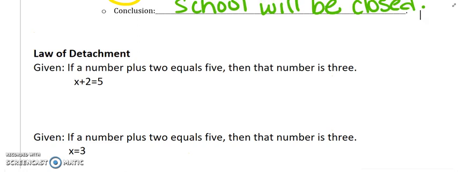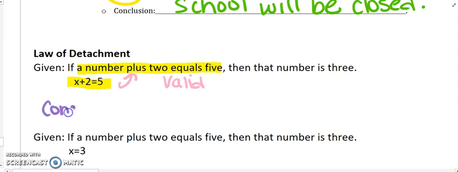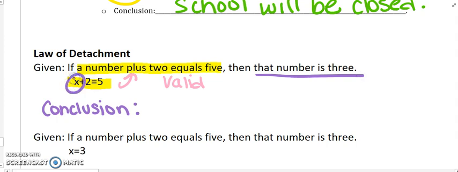If a number plus 2 equals 5, then that number is 3. X plus 2 equals 5. Does this match the hypothesis? A number plus 2 equals 5, yes, it specifically says x plus 2, but yes, that matches. So this is valid. And your conclusion would be, well, then that number is 3. Except I don't want to say that because I have more specific. I know what that number is. That number is x. So I'm going to say x is 3, and that's your conclusion.